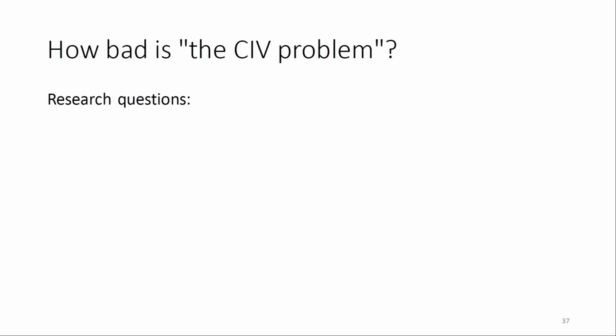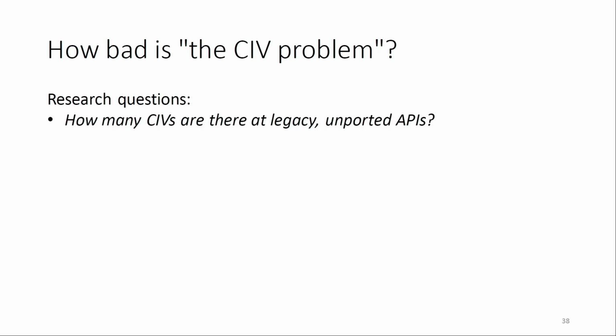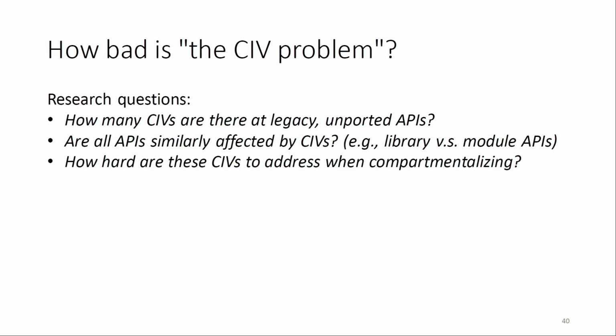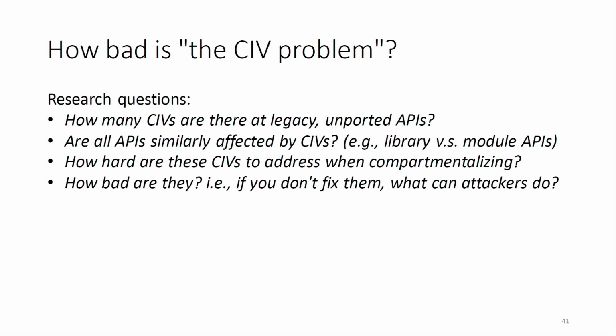So having observed and characterized the problem, we asked a few questions. How many CIVs are there at legacy and ported APIs? Are all APIs similarly affected by CIVs? For example, if I take library APIs versus module APIs in general, do I observe systematic differences? How hard are these CIVs to address when compartmentalizing? And how bad are they?